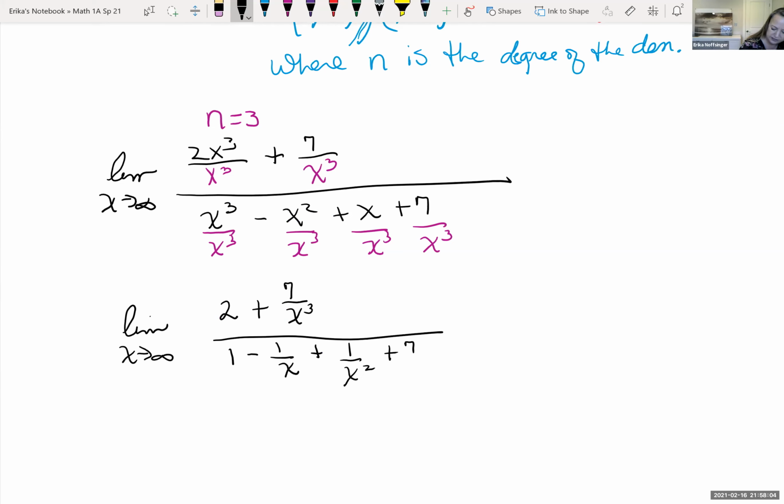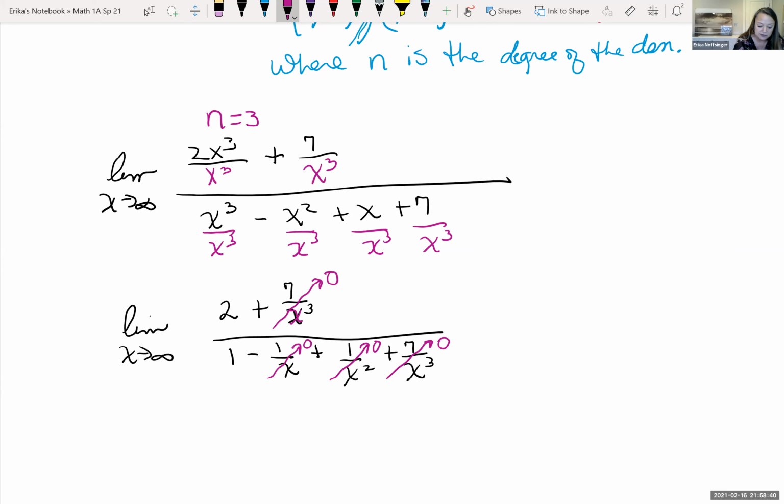Plus 7 over x cubed. So if we go in here and we plug in infinity wherever we see an x, notice those are in the denominator. So as this x goes to infinity, 7 over infinity cubed, this whole piece right in here goes to 0. So same thing in the denominator. This minus 1 over x, 1 over infinity would go to 0, 1 over infinity squared goes to 0, and 7 over infinity cubed goes to 0.